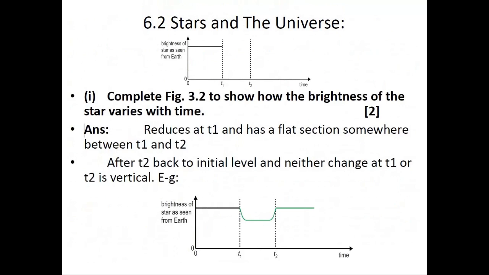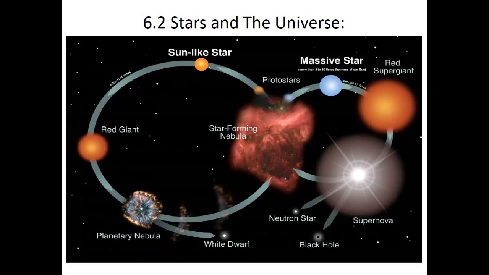As you can see over here, we had this diagram to help you understand as well: for the massive star it would become a red supergiant, then a supernova, and then it would become either a neutron star or a black hole.